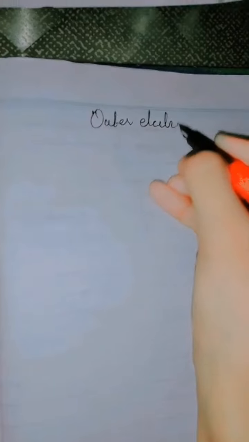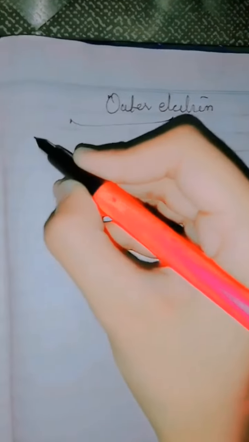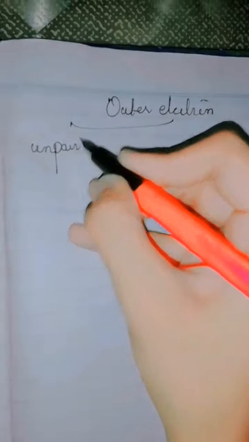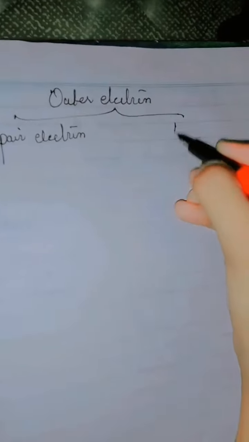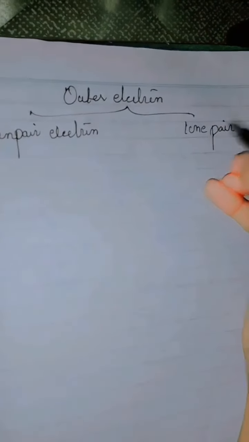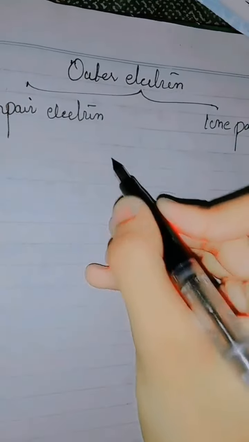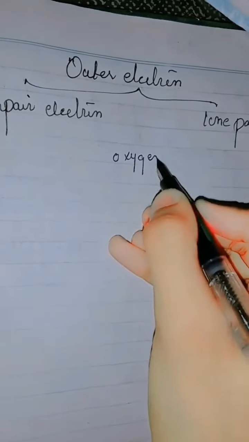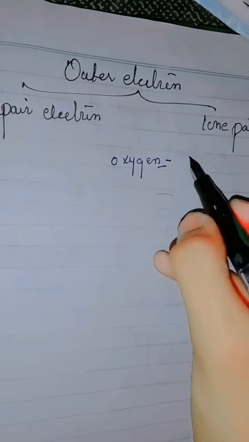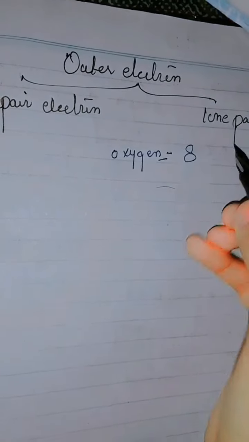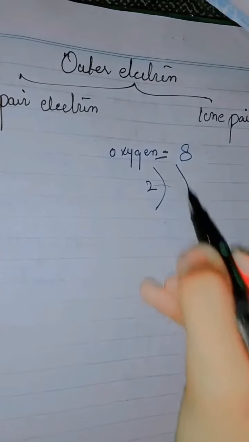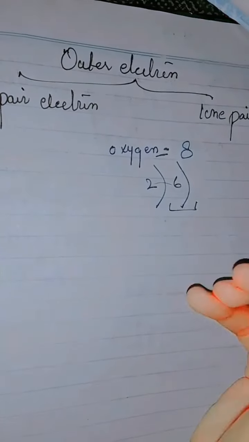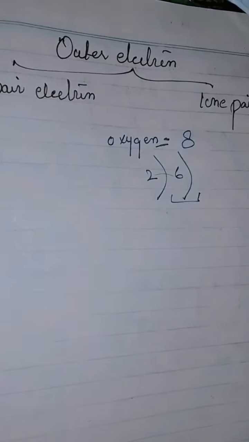There are two types of outer electron. One is unpaired electron and the second one is lone pair electron. For example, if you're taking oxygen, how many electrons are there in oxygen? There are 8 electrons. How many electrons are there in the last shell? 2 in the first shell, 6 in the second. So there are 6 electrons in the last shell of oxygen.